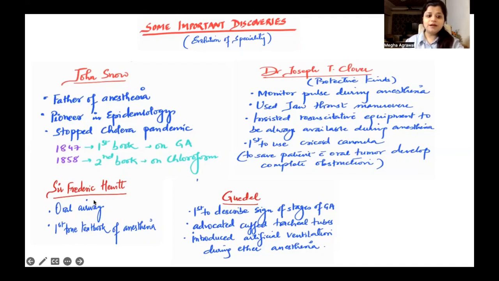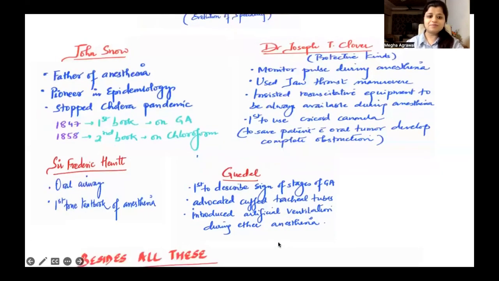Then there is Sir Frederick Hewitt, who introduced the oral airway, and he introduced the first textbook of anesthesia. Goodall, you will be learning about Goodall's airway. He was first to describe the stages of general anesthesia. This also we'll be learning later in our subsequent lectures. He advocated cuffed tracheal tubes and introduced artificial ventilation during ether anesthesia.